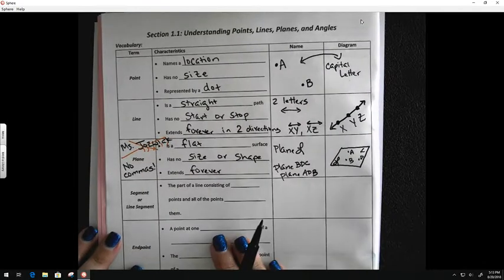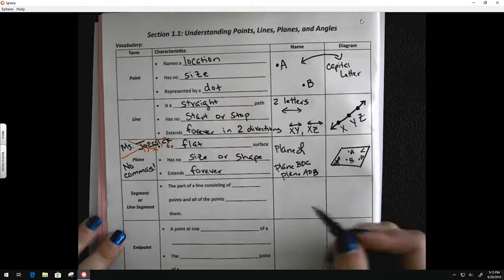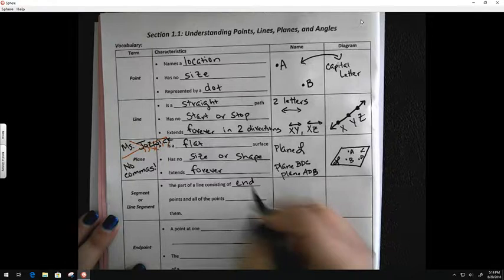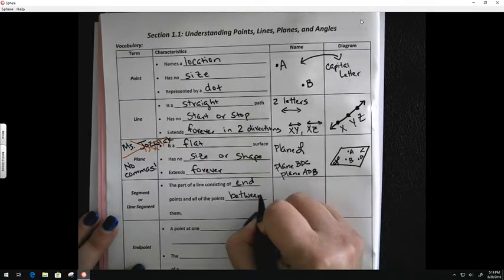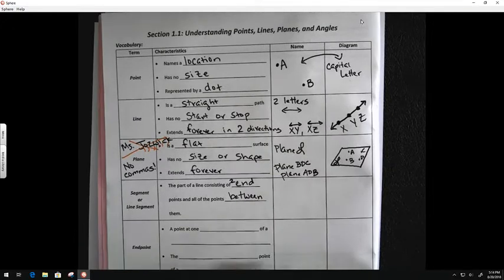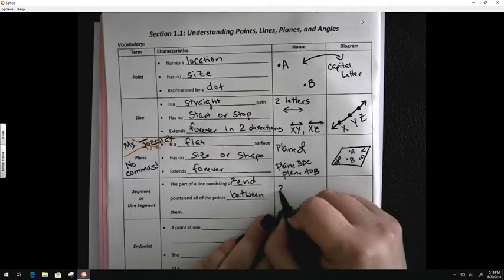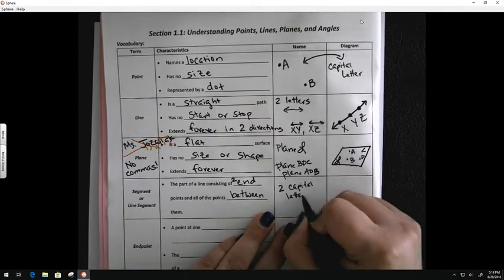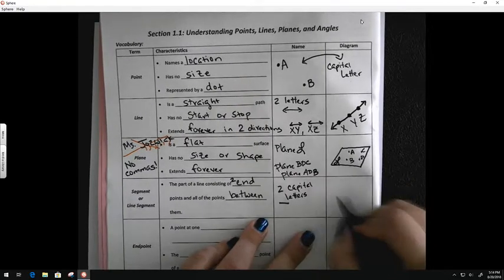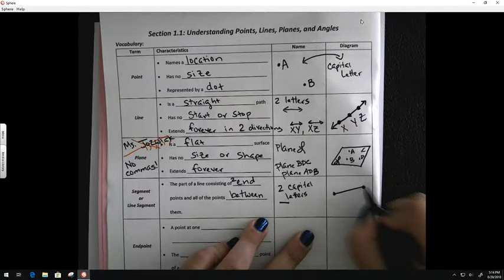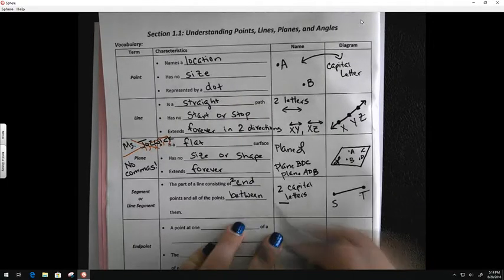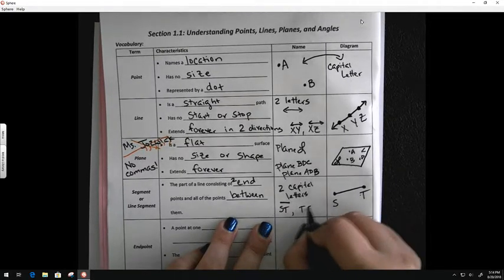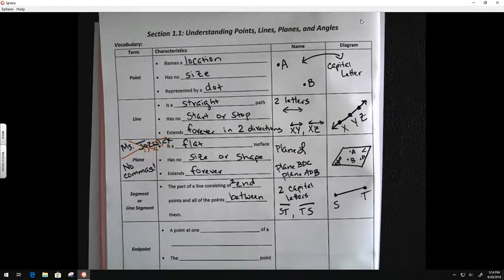A segment or a line segment is part of a line consisting of endpoints and all the points between them. It should be 2 endpoints. There we go. So, to name it, we again need 2 capital letters. And we need a bar above it. So, for example, I can name this segment ST. So I would have a bar with the letters ST. I could also call it TS. Okay, the order doesn't matter on a segment.